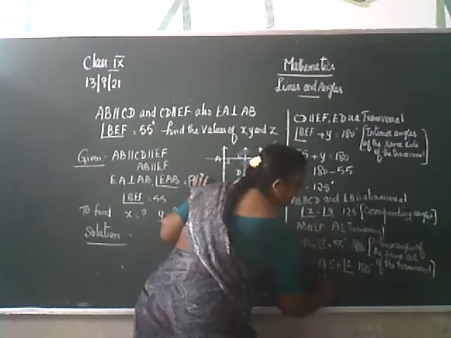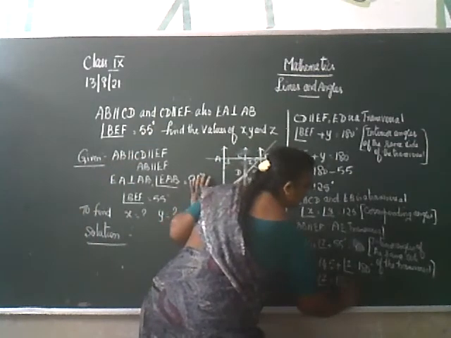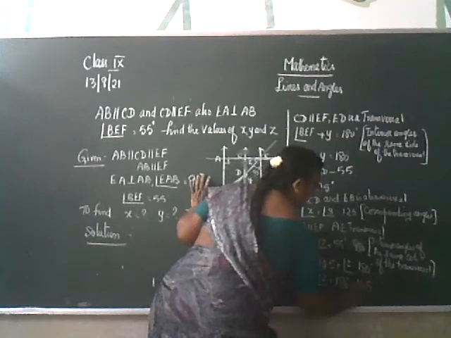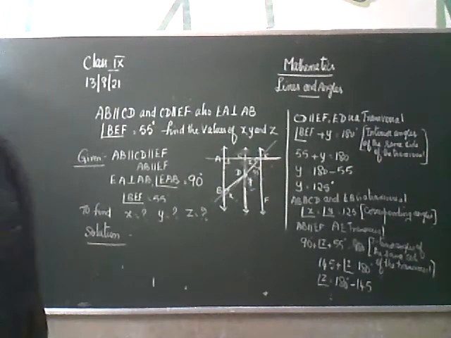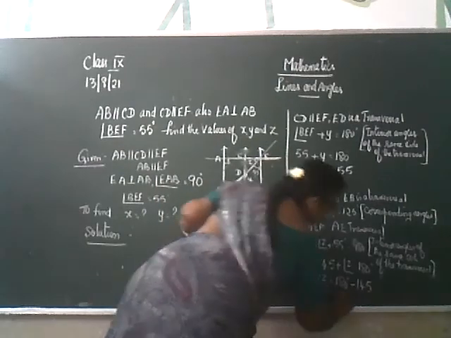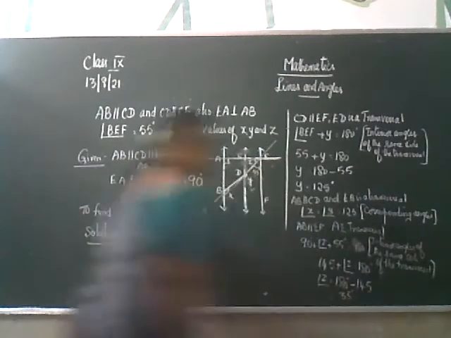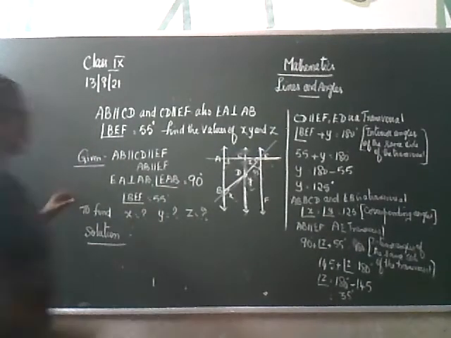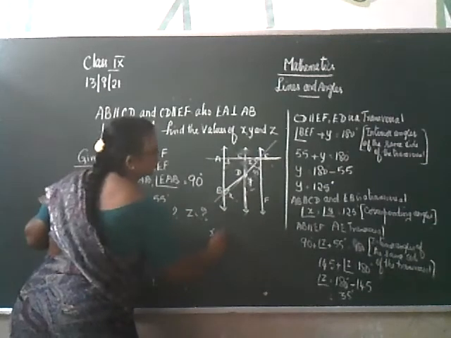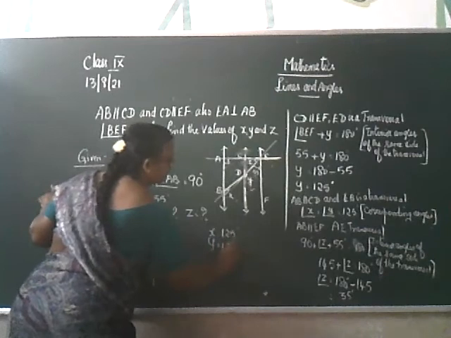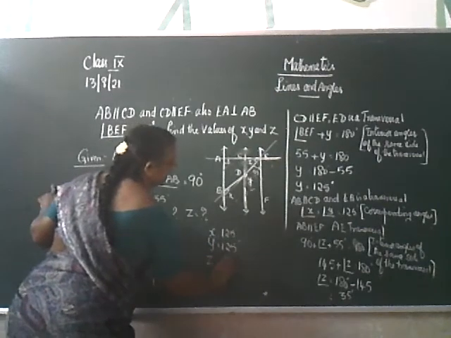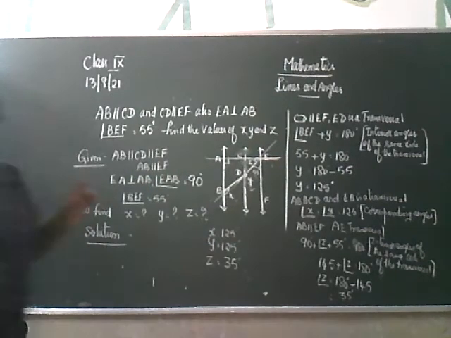So Z is equal to 180 minus 145. What is 180 minus 145? 35. So Z is 35. Okay, now you got the value. X is 125, Y is 125 and Z is 35. So you must use all the concepts, isn't it? Here we have used all the concepts.